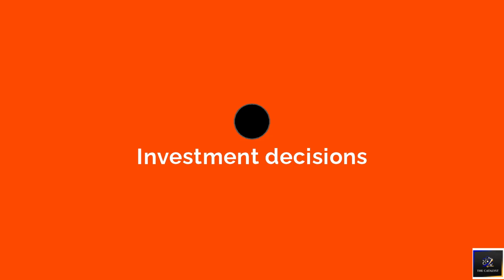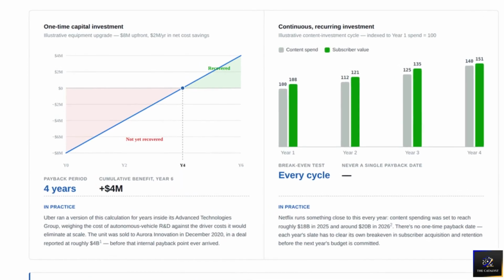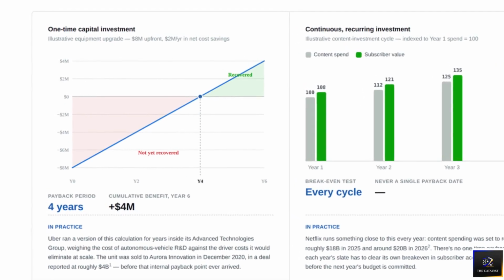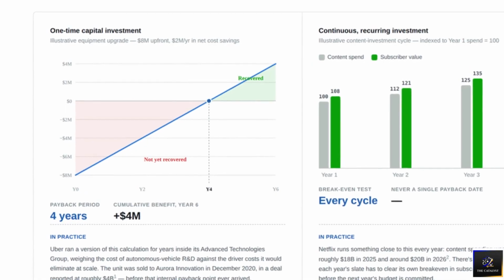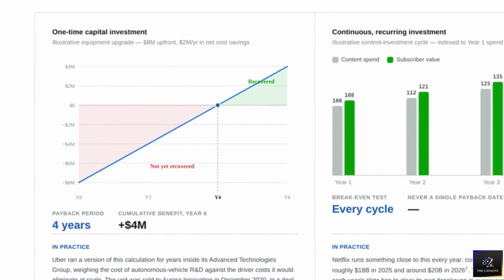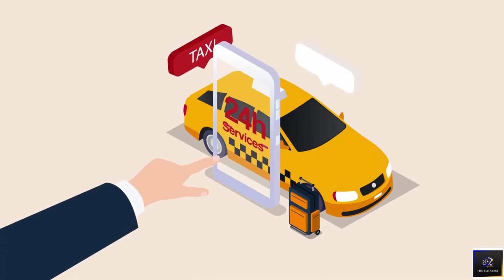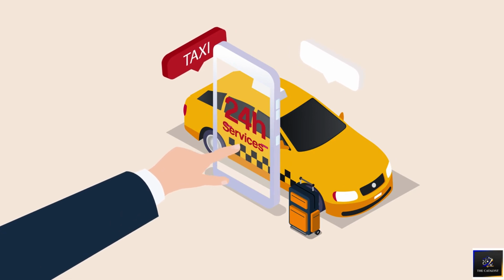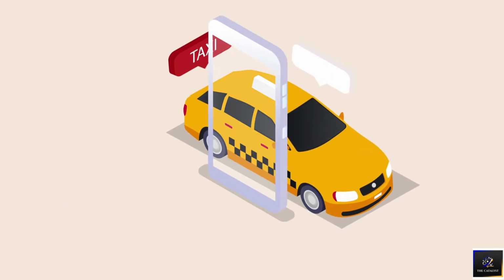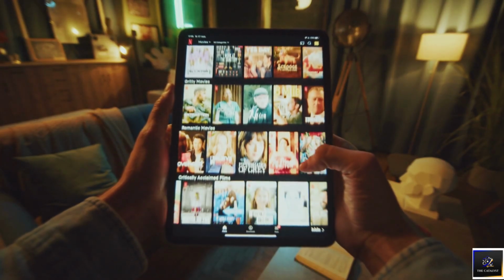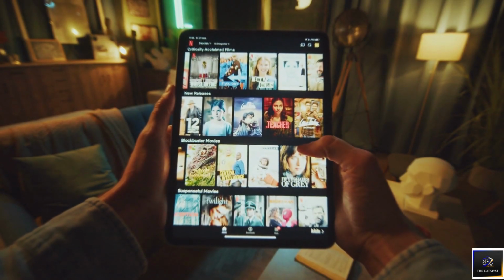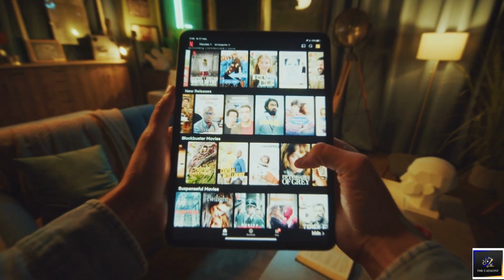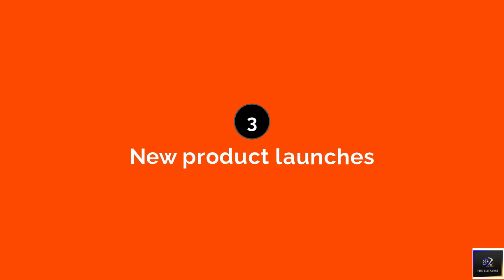Investment decisions. When a business is considering a capital investment, new equipment, a new facility, a new technology platform, break-even analysis shows how long the investment will take to pay for itself. Uber's investment in autonomous vehicle research required a break-even calculation on the cost of development versus the expected reduction in driver costs at scale. Netflix's investment in original content production requires a continuous break-even calculation on content cost versus subscriber acquisition and retention benefit. New product launches.